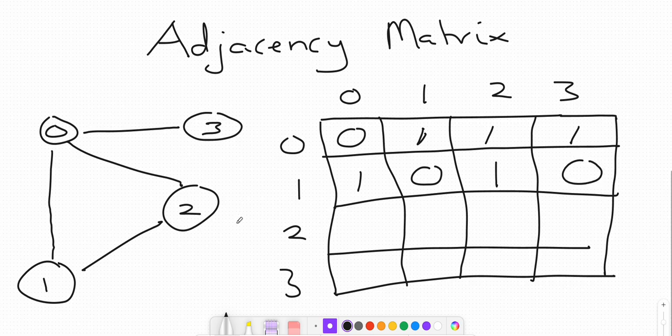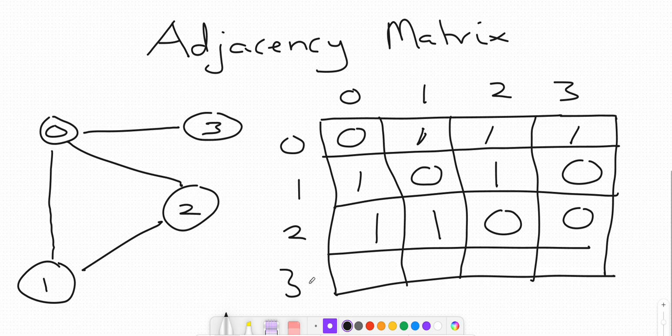Now for 2: 2 is connected to 0, and that is true, a 1. 2 is connected to 1, so that's true, a 1. 2 to 2 is itself, so that's a 0. Can 2 connect to 3 directly? No, 2 is not connected to 3 directly, so that's a 0.